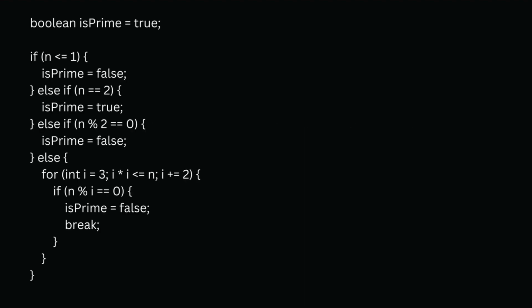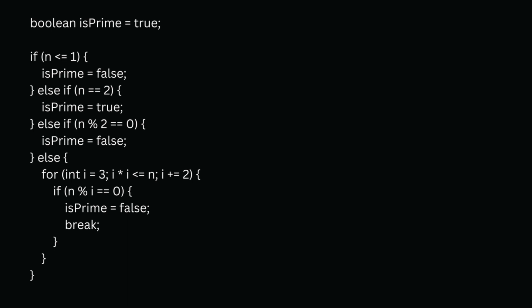Let me explain this code step by step. We use a Boolean variable isPrime to keep track of whether the number is prime. If the number is less than or equal to 1, we immediately set isPrime to false because prime numbers start from 2. Next, we use a for loop to check divisibility of the number.